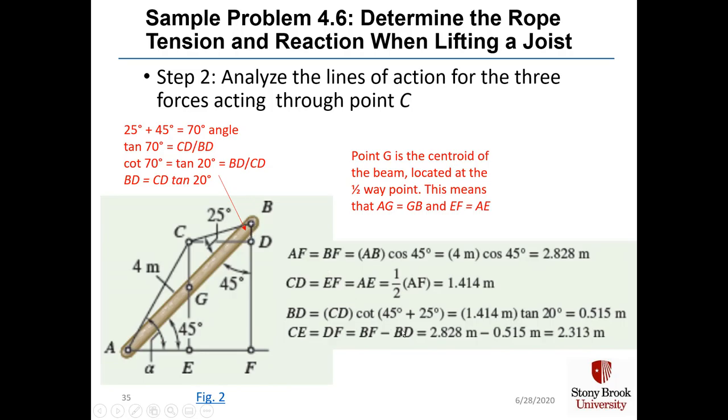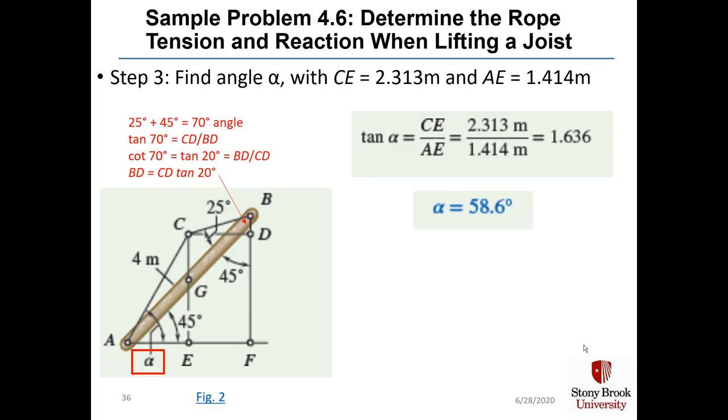And we can plug in numbers for BF and BD. CE and DF, these are the long sides of the rectangle, are 2.313 meters. Now we can find angle alpha, because CE was 2.313, and AE was 1.414, and the tangent of alpha is just CE over AE, which comes out to 1.636, which means alpha equals the arctangent of 1.636, which is 58.6 degrees.